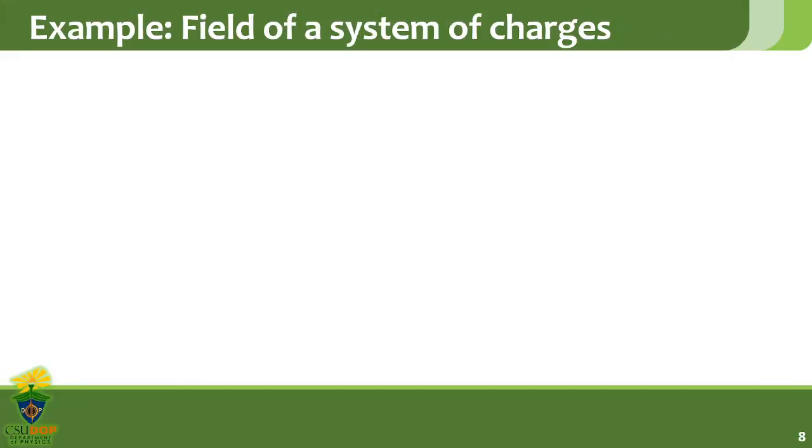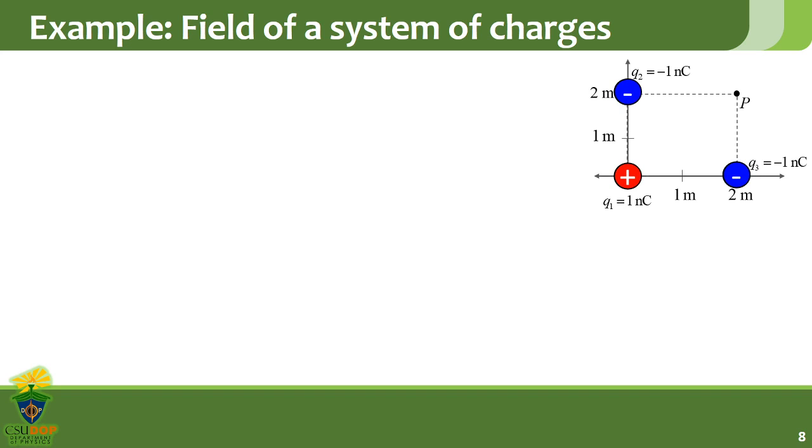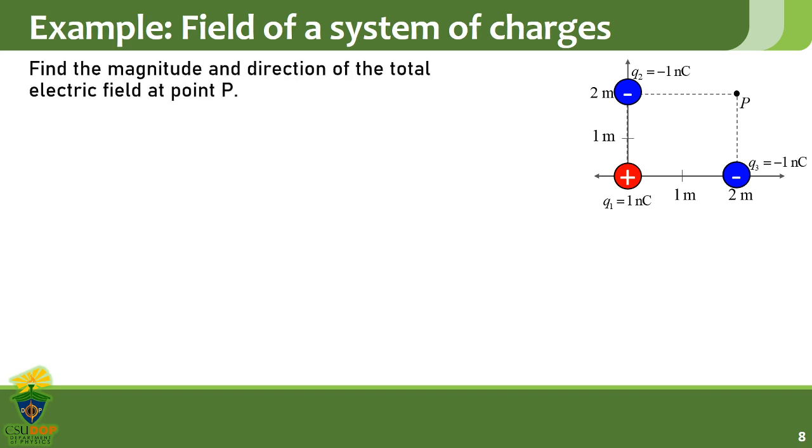Let's now have a situation where there is more than one source of electric field, that is, there is more than one charge. In this example, we have three charges. Q1 is a positive charge located at the origin, Q2 is a negative charge located at the y-axis, and Q3 is another negative charge located at the x-axis. We are then asked to find the magnitude and direction of the total electric field at point P, which has coordinates x equals 2 meters and y equals 2 meters.